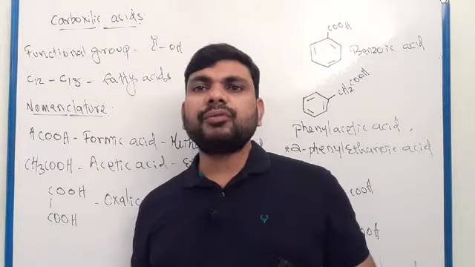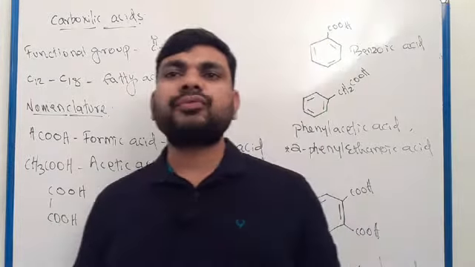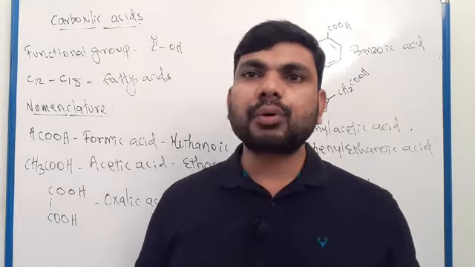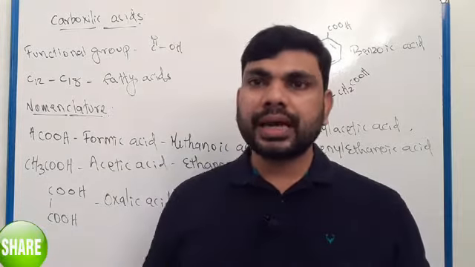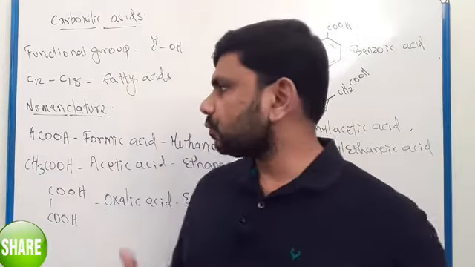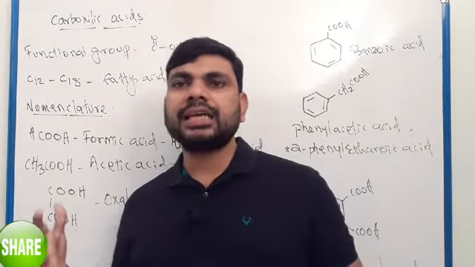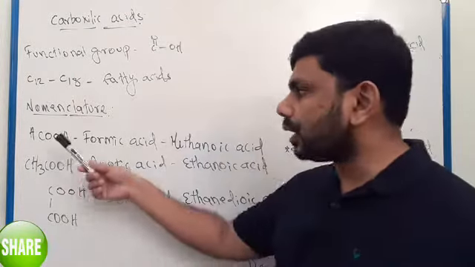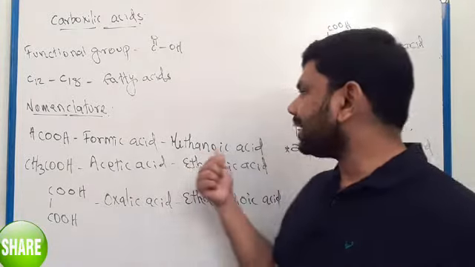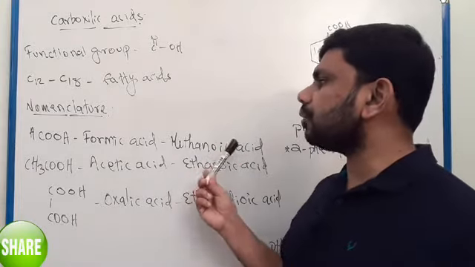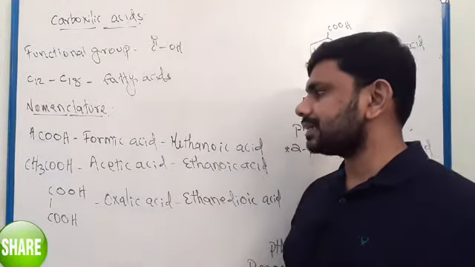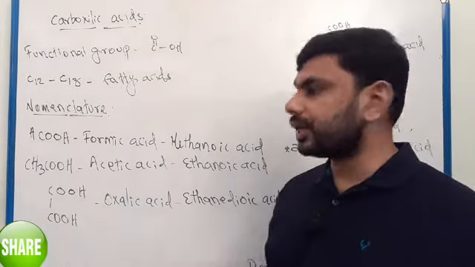The IUPAC name of carboxylic acid ends with oic acid: ethanoic acid, propanoic acid, butanoic acid. So we can name carboxylic acid accordingly. Carboxylic acid which contains one carbon starts with meth. The IUPAC name is methanoic acid, for one carbon atom, and here with two carbons, ethanoic acid.